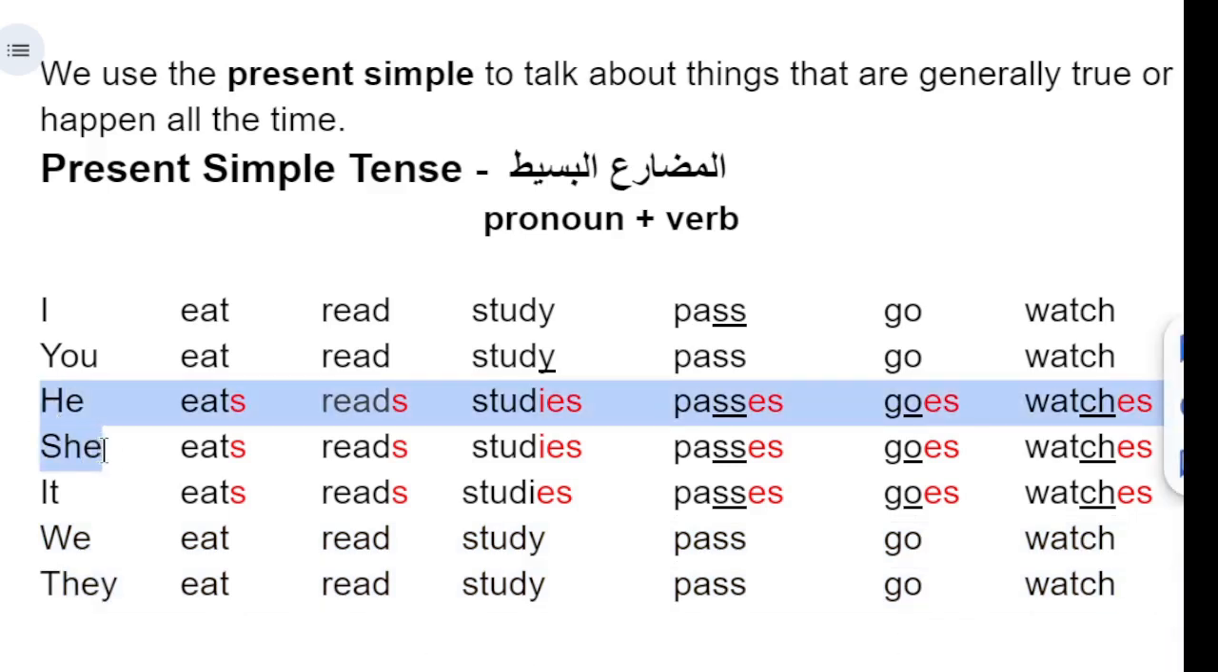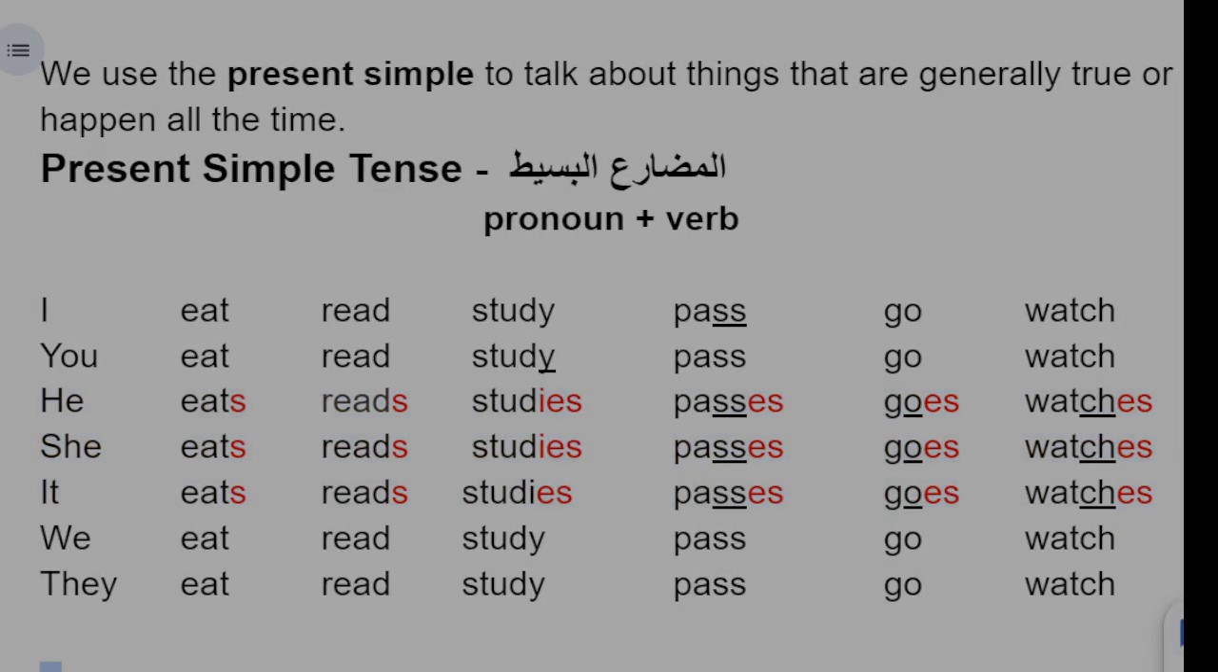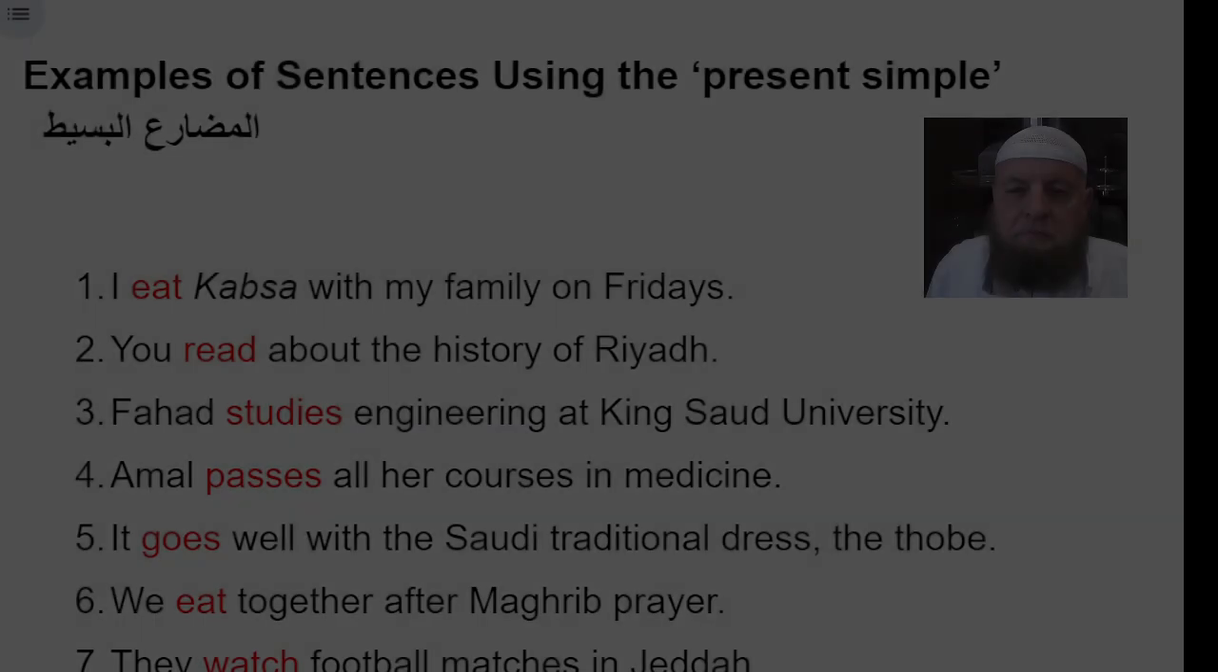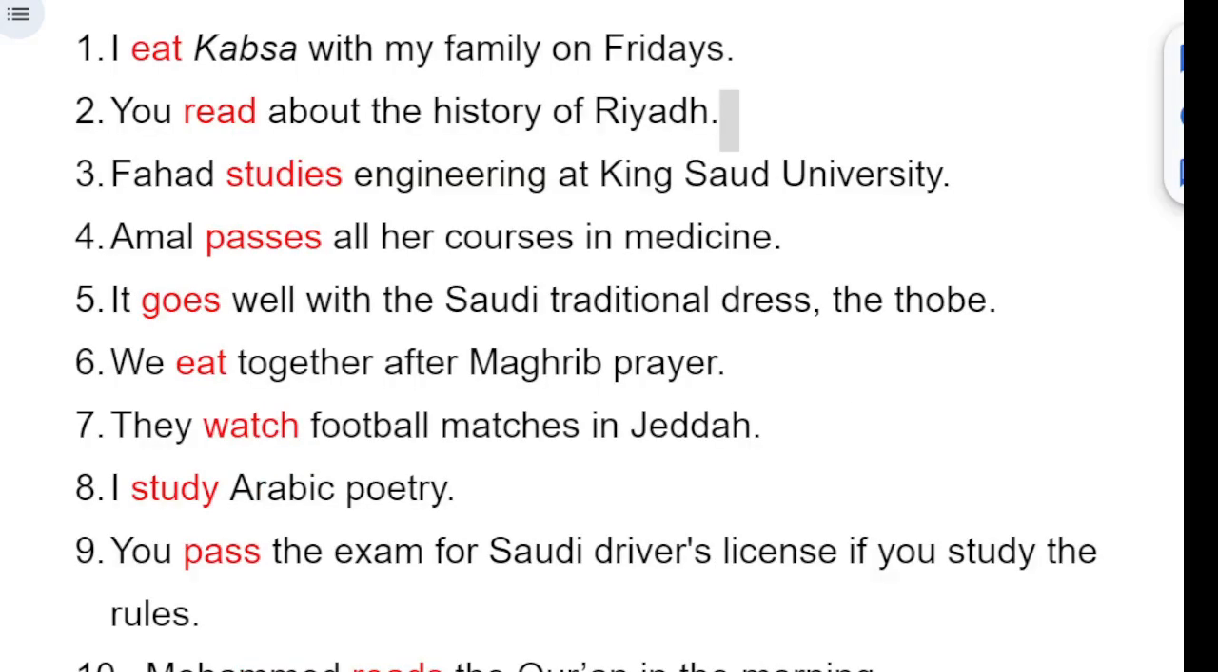But for the three pronouns, he, she, and it, we add S or IES or ES on the end of the infinitive and the end of the verbs. So let's read some examples of sentences in the present simple tense. Number 1. I eat kapsa with my family on Fridays.